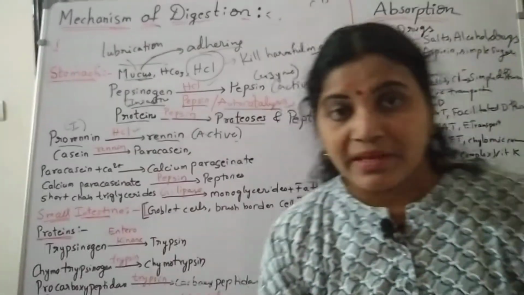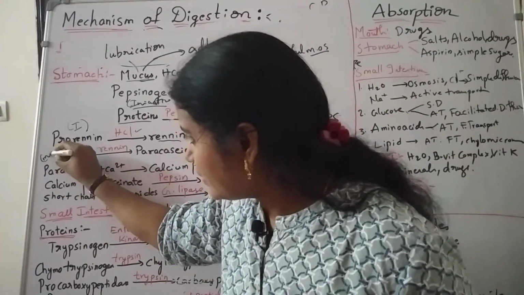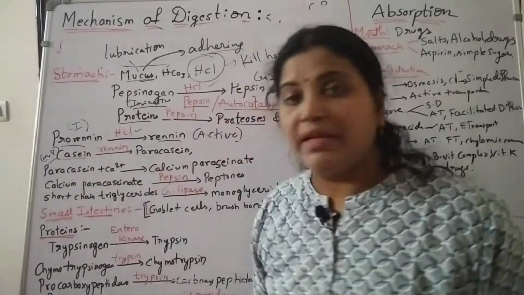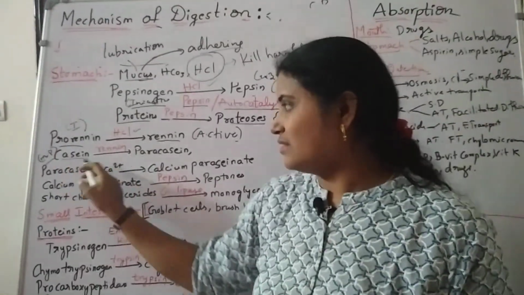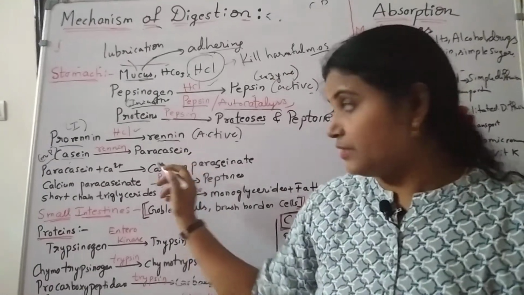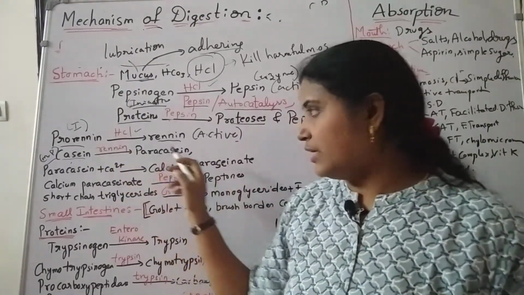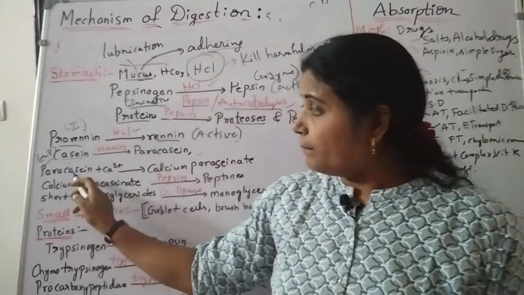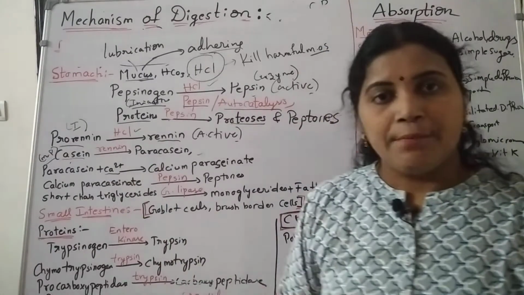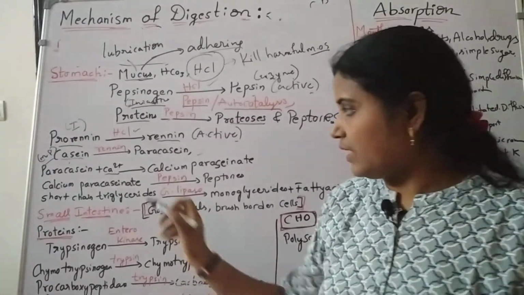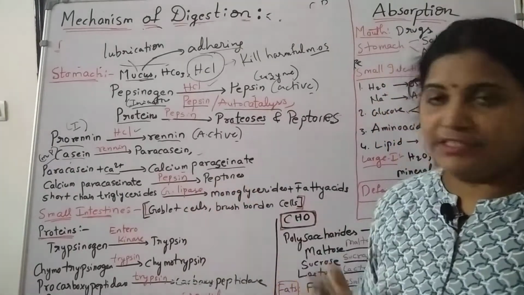Okay, what is the milk protein here? Casein is the milk protein. CMP means milk protein, so you write in full form, milk protein. Casein is converted into paracasein with the help of the enzyme renin. Then paracasein combines with the calcium ions, and it forms calcium paracaseinate.